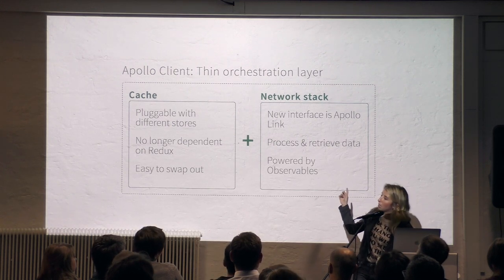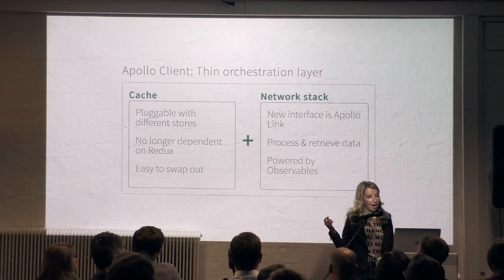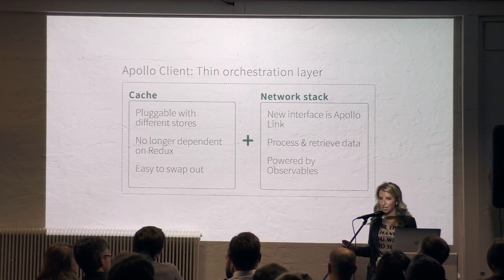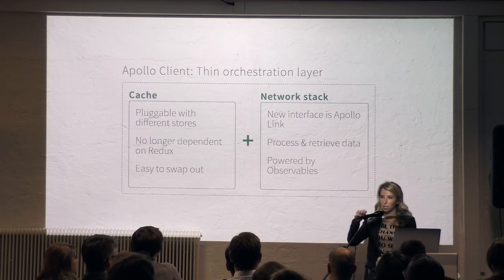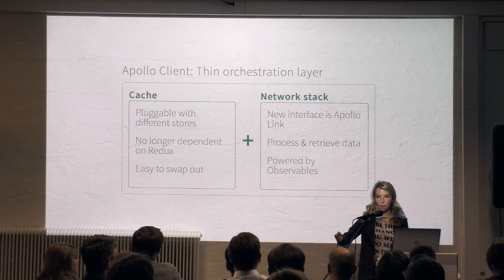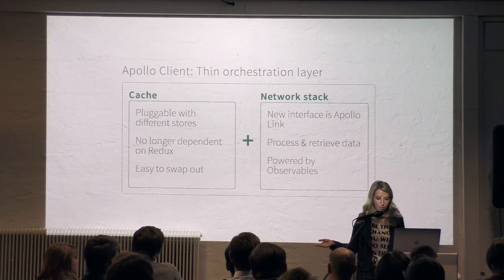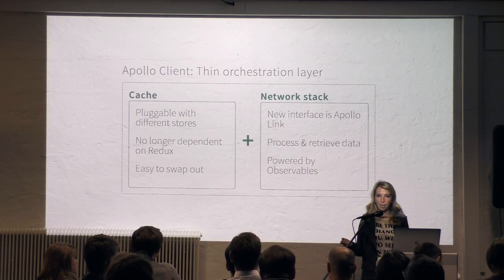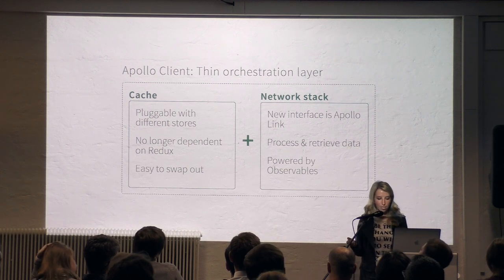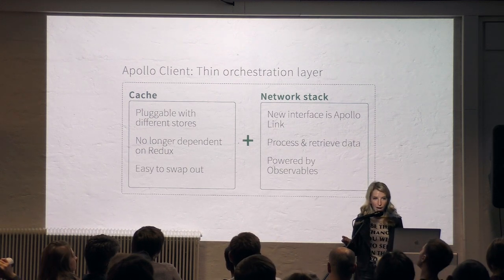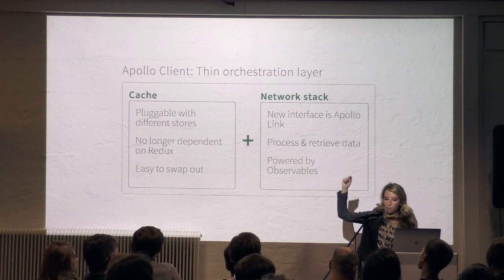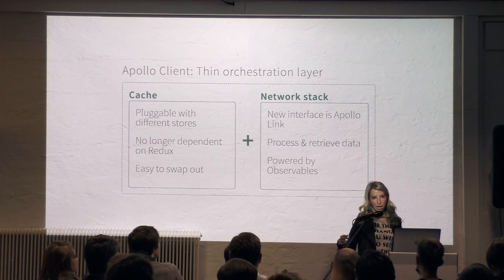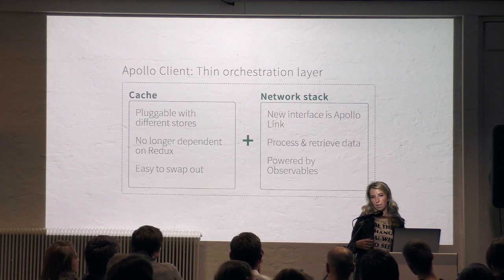So on the right, we also have our network stack. And our new interface for customizing Apollo's network stack is called Apollo Link. It's a super powerful way to hook into the request cycle at any point to either process or retrieve your data. And a really cool thing about it is it's powered by observables instead of promises, so you're no longer tied to returning a single value. And then wrapping all of that on the top level, you have Apollo Client itself, which is really just a thin orchestration layer that manages the communications between the network stack and the cache.